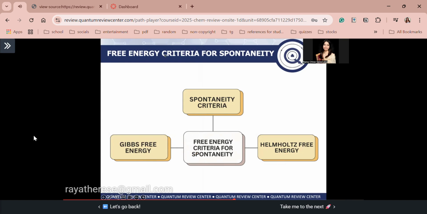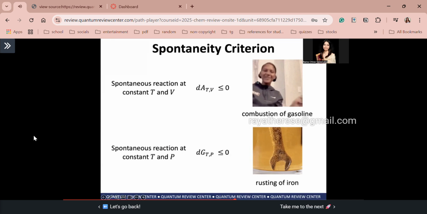Ayan. So now we are down to our next topic. This is free energy criteria for spontaneity. Here, guys, we will discuss first the spontaneity criteria, second, Helmholtz free energy, and lastly, Gibbs free energy. Okay. So for spontaneity criterion, okay, we have two types. So for spontaneous reaction at constant T and V, okay, the condition is that the Helmholtz free energy change, which is dA at constant T and V. So yung subscript T, V, guys, meaning constant ang temperature and volume, it must be less than 0. Okay, dA must be less than or equal to 0.